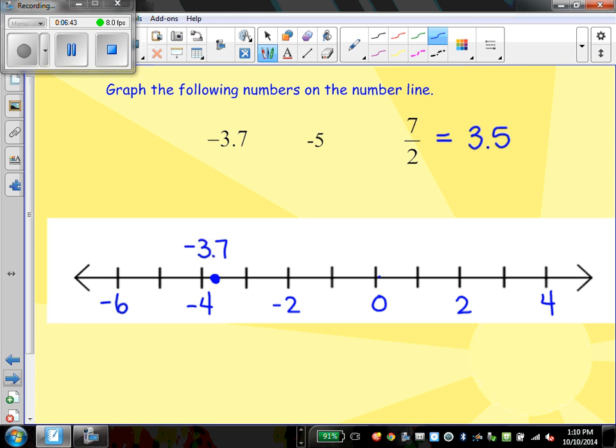-5 is a nice non-decimal, so we can make that dot right here. And then 7/2, we already said 7 divided by 2 is 3.5. So go to 3. 3.5 is halfway between 3 and 4.